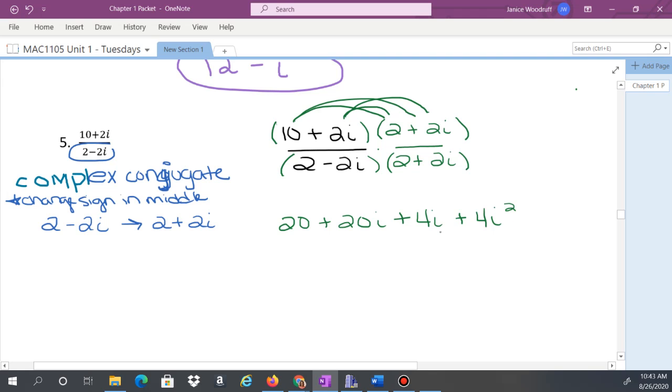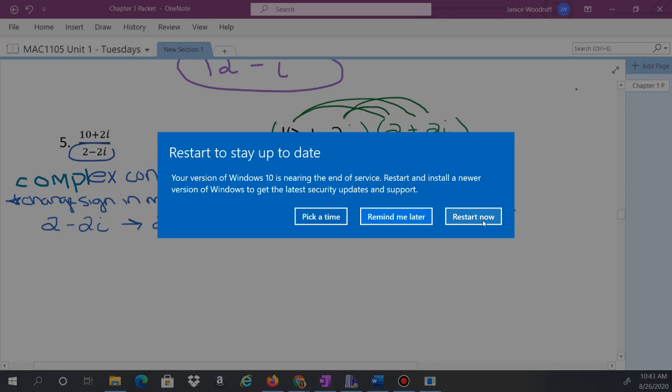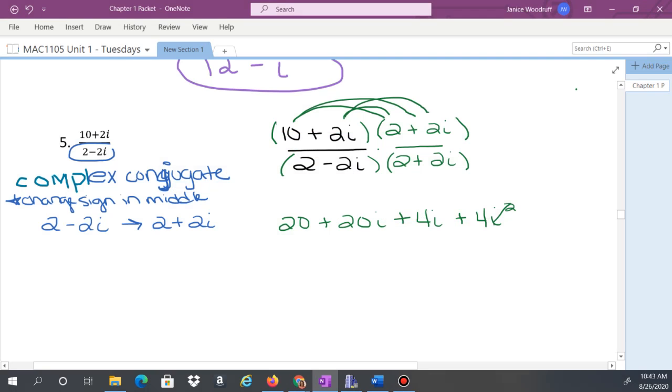Okay, then let's simplify that. So we'll take the i squared and make it a negative 1. So that becomes positive 4 times negative 1. So that'll be a negative 4. And then we'll bring down the 20.